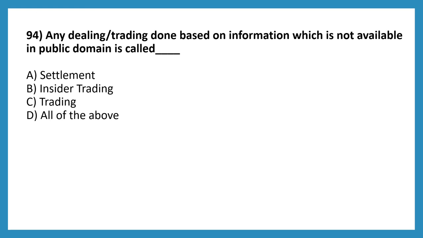Next question. Any dealing or trading done based on information which is not available in public domain is called option A, settlement. Option B, insider trading. Option C, trading. Option D, all of the above. The correct answer is option B, insider trading.